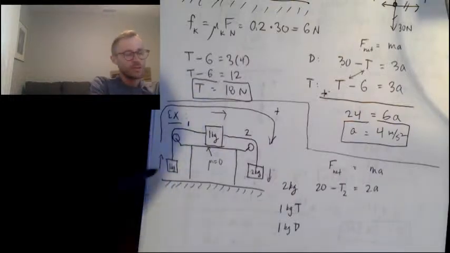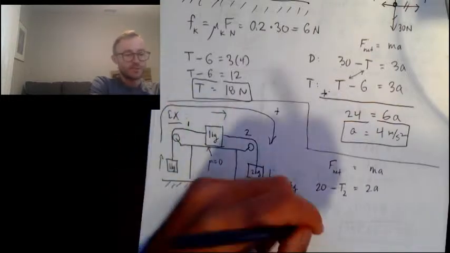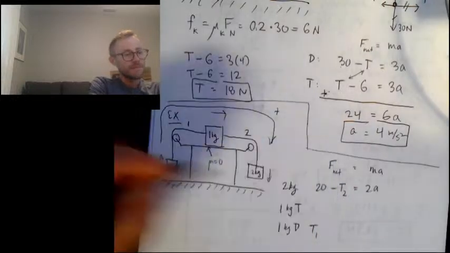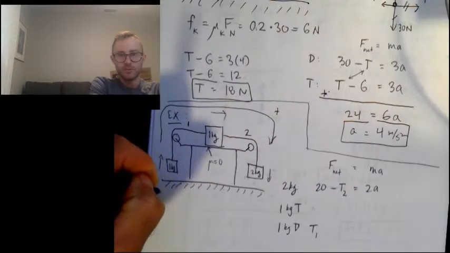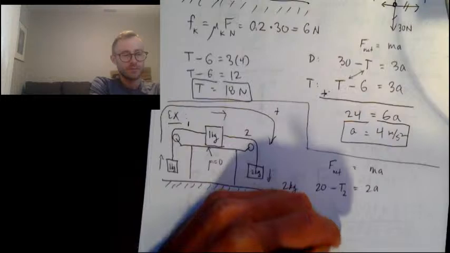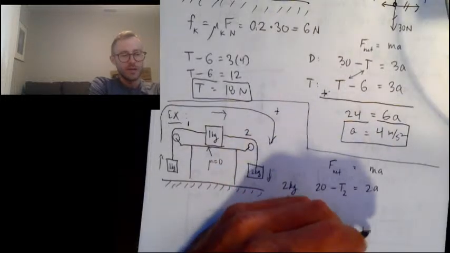For the 1 kilogram dangling mass, upward is positive, and so we have tension 1 in the positive direction, and there's a 10 Newton weight force in the negative direction, and that equals 1A.